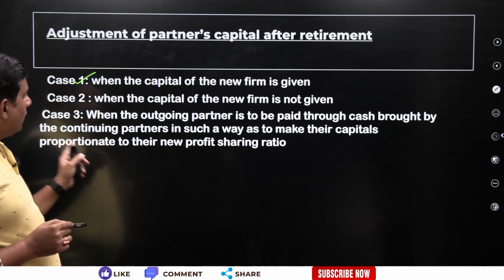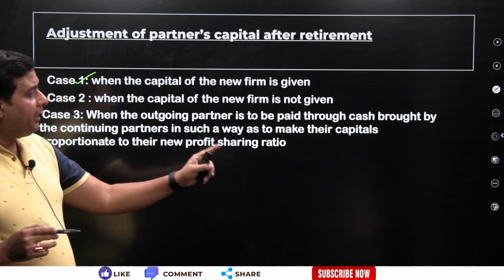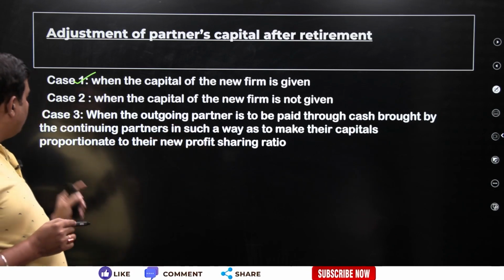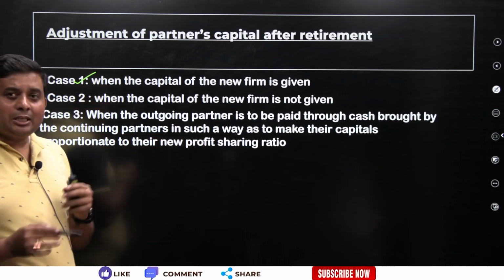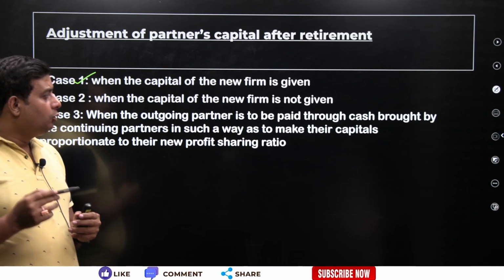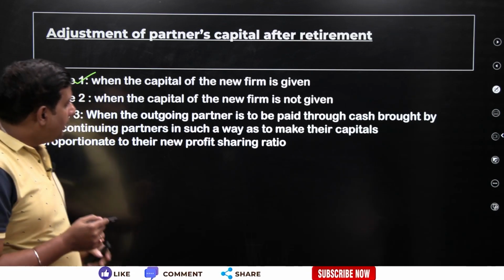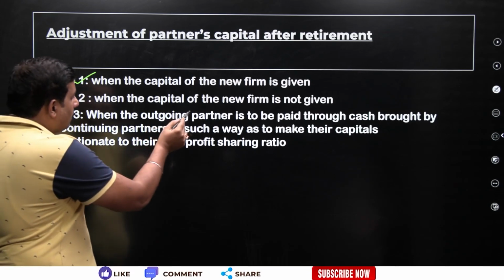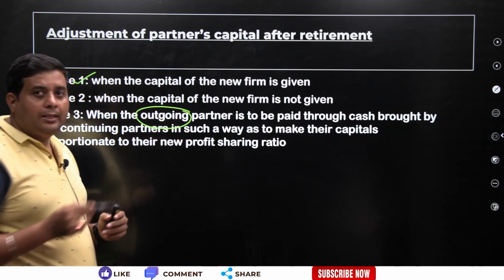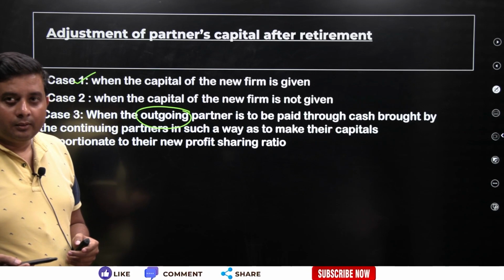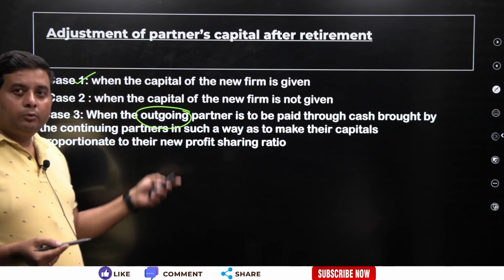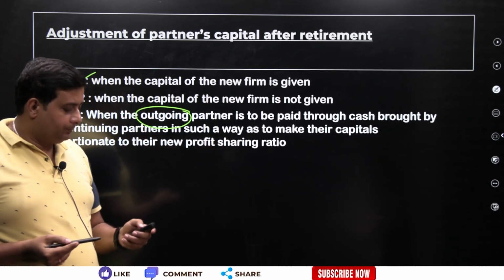Third condition is when the outgoing partner is to be paid through cash brought by the continuing partners in such a way as to make their capital proportionate to their new profit sharing ratio. Here I have used the term outgoing partner. So this outgoing partner means the retiring partner. Alright, so these are the three conditions which I am going to discuss with you.